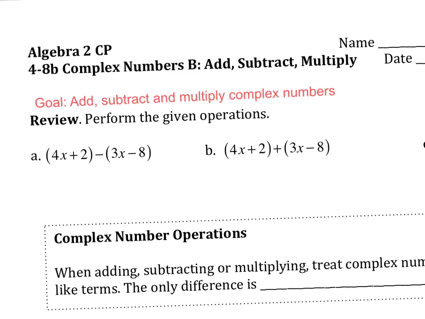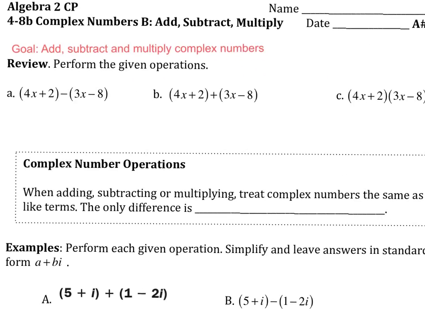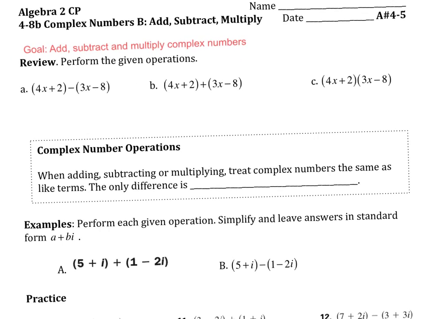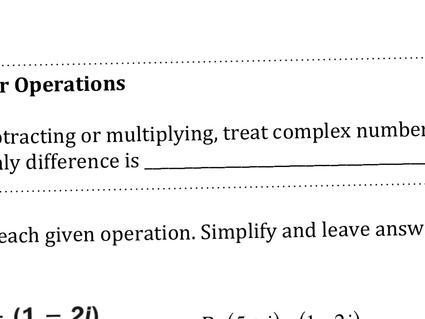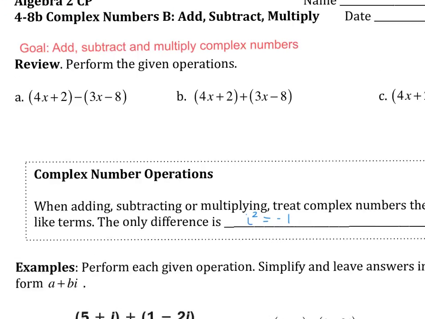Our goal for today, as we finish up here, is to add, subtract, and multiply complex numbers. Here's the one thing I want you to think about: when you are adding, subtracting, or multiplying complex numbers, we're going to treat them the same as like terms. The only difference is that when you come across an i to some power, for example i squared, we have to simplify that. So we have to simplify our exponents, but everything else we treat the same. We can combine like terms, we can multiply things to increase the exponents, etc.